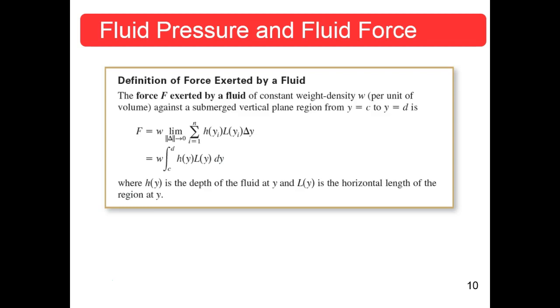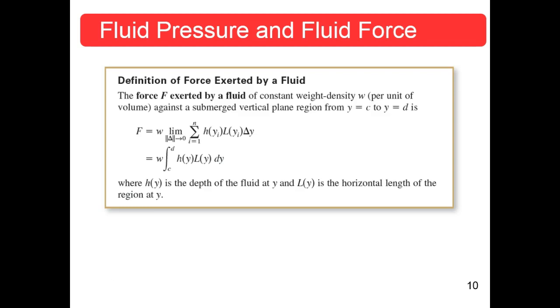So the force is the weight density, which we're assuming constant, times the limit as your partition goes to 0, n goes to infinity, of the summation from i equals 1 to n of your depth at any place y sub i, times L of y sub i. What in the world is that L? L is the horizontal length of that strip that is delta y. So you start with a strip which is delta y, finding the length of that strip and how deep that strip is. That gives you length times depth times thickness.